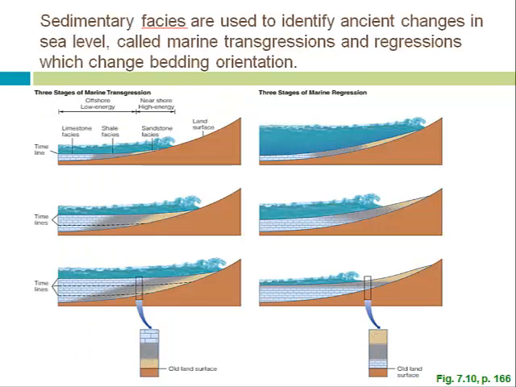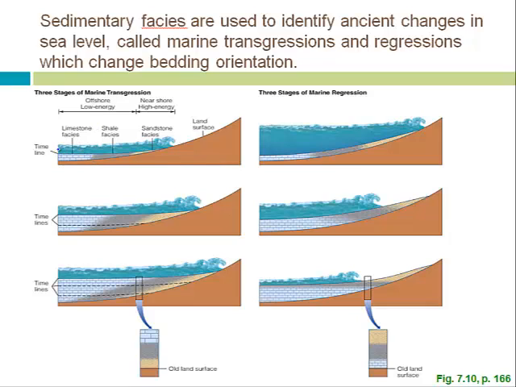So how do we use all of these observations to come up with what was going on in the past? Well, one of them that we can use is something called a sedimentary facies, which means face, and they're used to identify changes in ancient times with the sea level, and they determine something called a marine transgression or regression. Regression means to go away, transgression means to come up. So if you look, the transgression, which is the one on the left, you end up with low energy offshore.